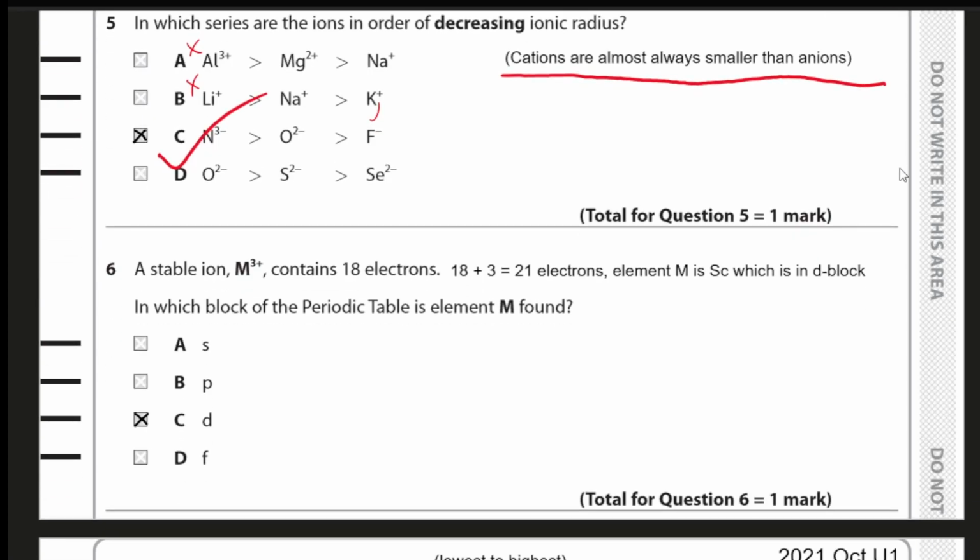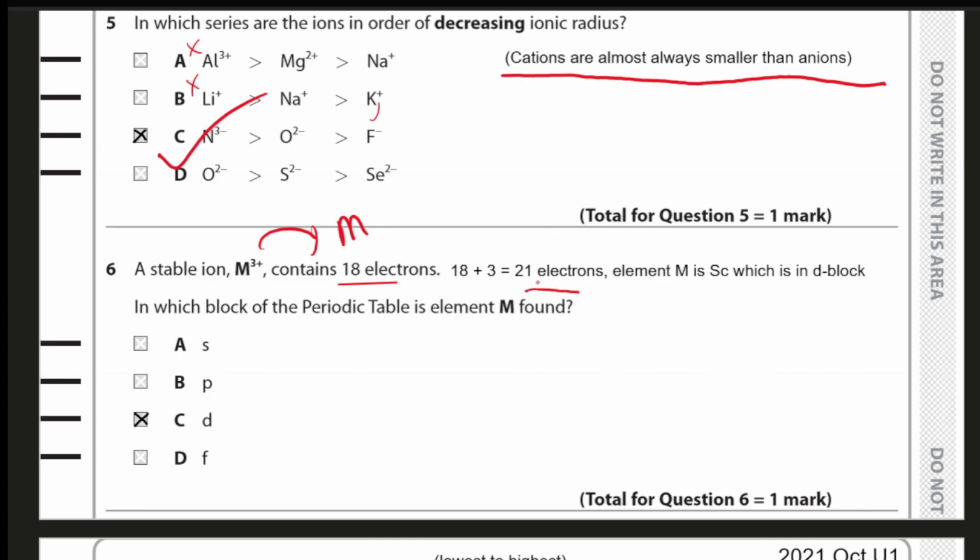Another question: a stable ion M3 plus contains 18 electrons, and they have provided options asking in which block of the periodic table is element M found. It says it has 18 electrons with a 3 plus charge. So this means it lost 3 electrons to produce 3 plus. So what will be the actual number of electrons? It would be 18 plus 3, that is 21 electrons.